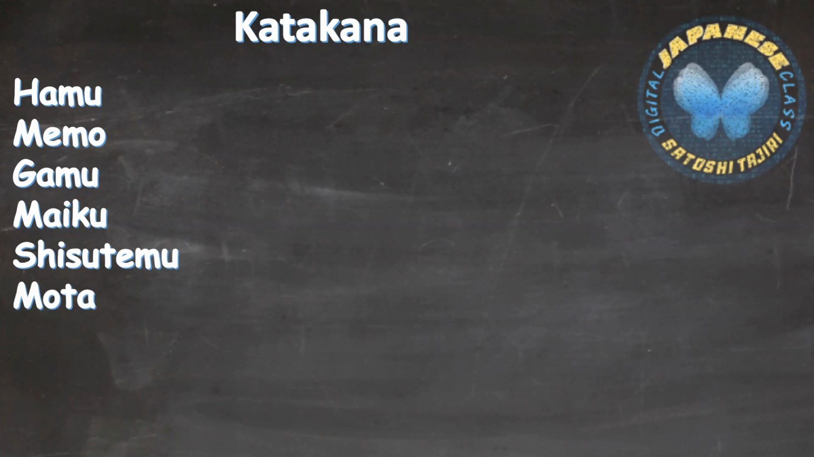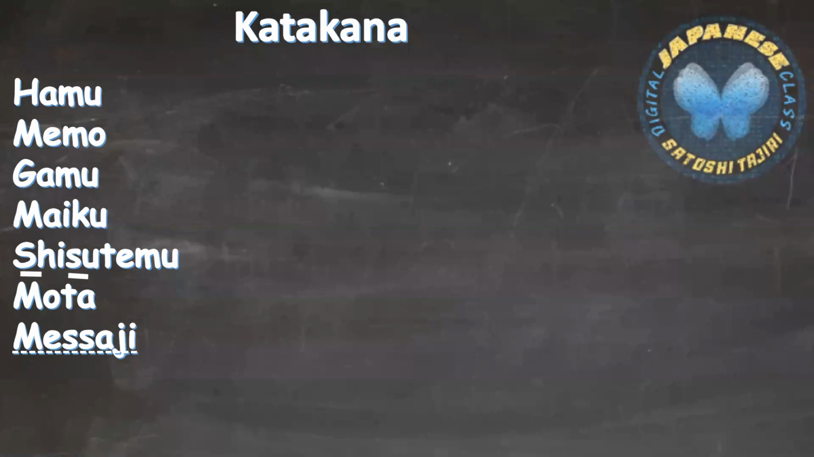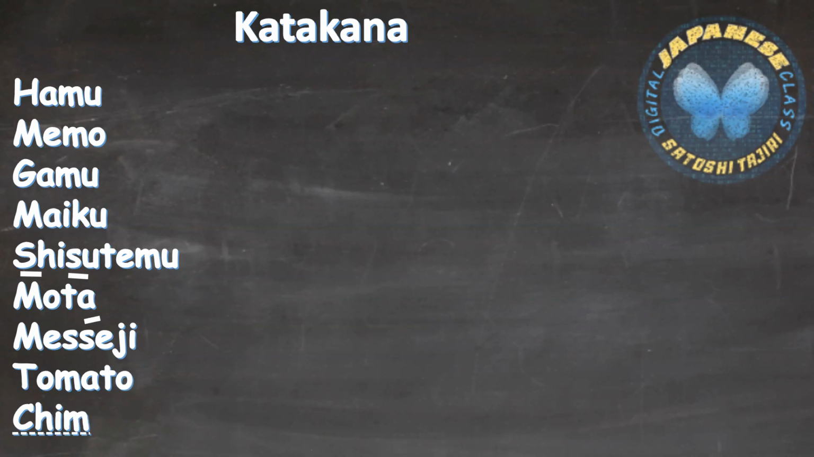But this one has a long sound that we have to produce. So we have our mota. Mota. Next one is we have our message. Message. So this one is also a long line here. Okay, message. Then next one we have our tomato. It means tomato. And team. It means team. So let's try to answer the following now.